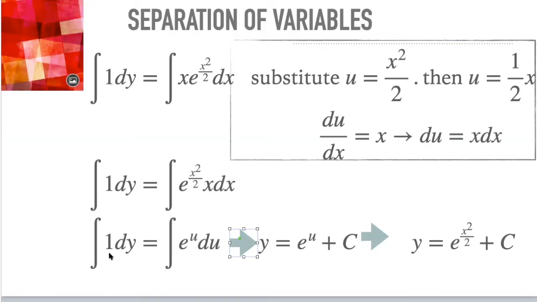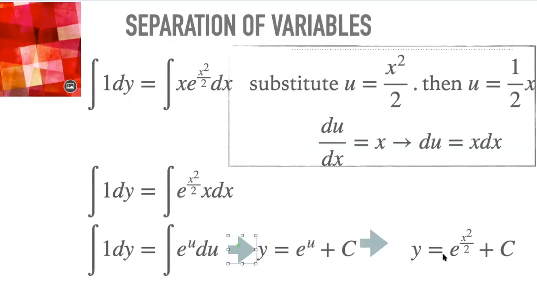So integrating 1 with respect to y, we arrive at y, and integrating e to the u, we have e to the u. Why is that so? Because the integral of e to the x is e to the x. And when you're integrating, we have to add the constant c. Replacing u with x squared over 2, our general solution is y equals e to the x squared over 2 plus c.